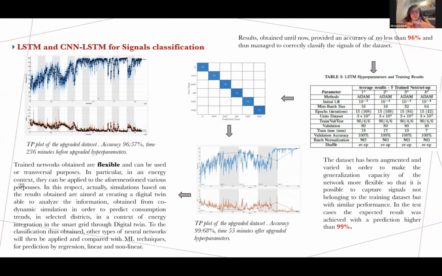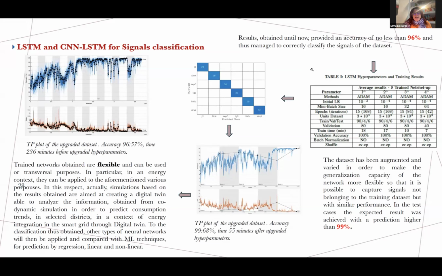These are only a summary of the parameters that I set. Step by step, for example, I passed from an accuracy of 96%, but with 236 minutes of training time, to 99% accuracy, but with only 55 minutes of training time. And this is important, no? Because it's important to reduce the training time. Okay, at this point, the network is trained, it is flexible. I know that it works, and I can apply it to our goal, our context, our experimental data.